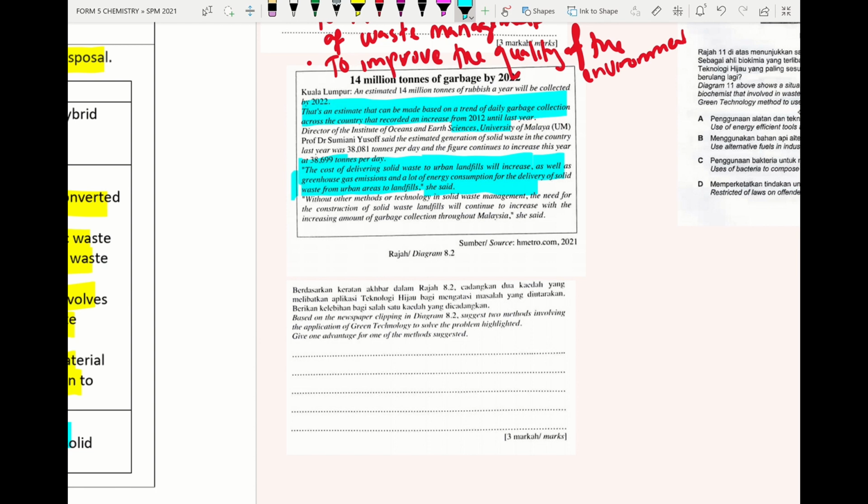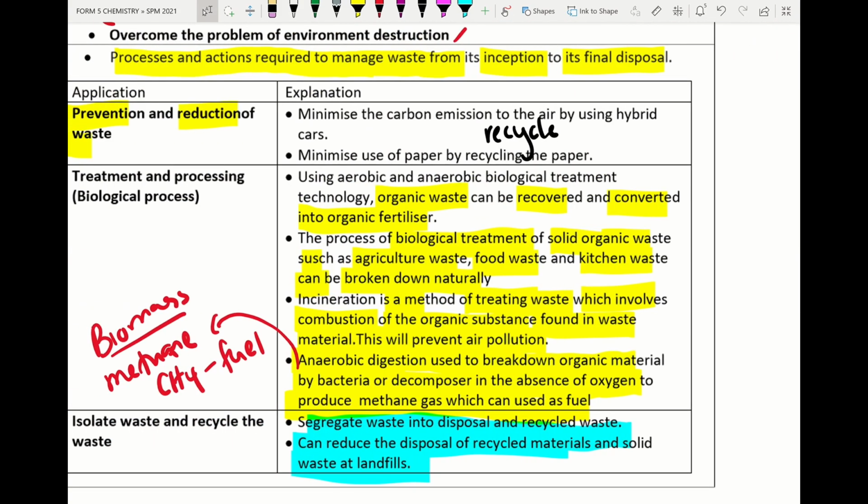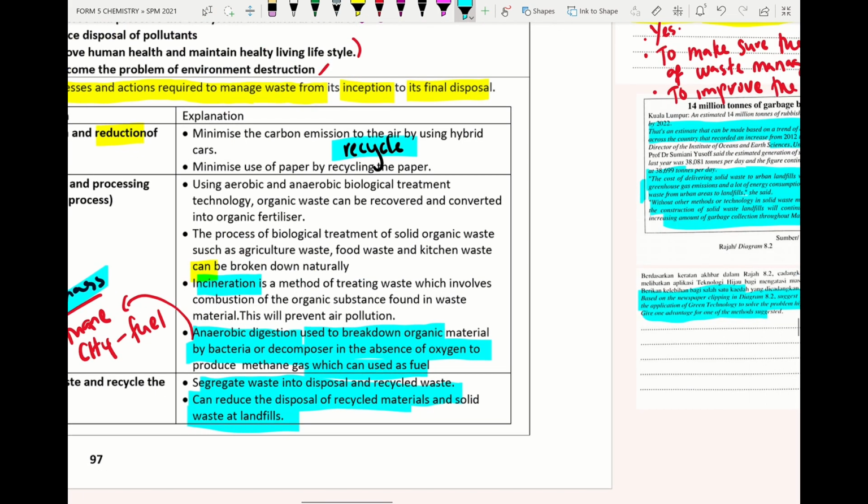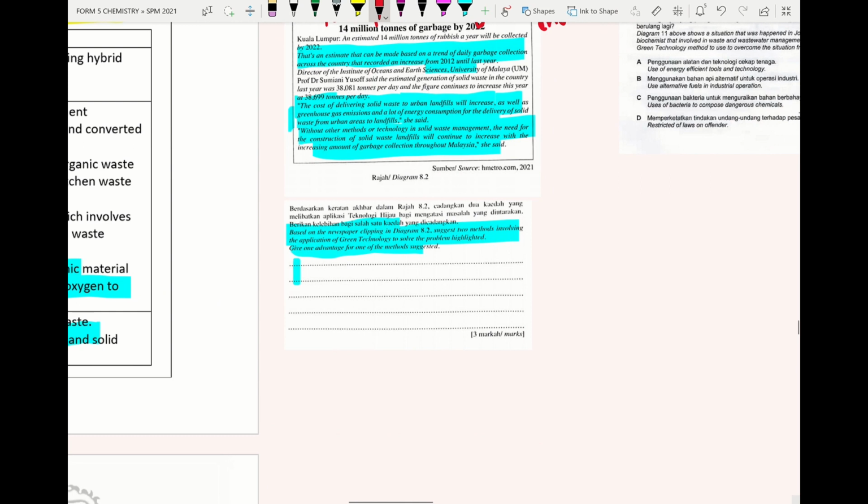All right, so all this we try to relate to green technology. Based on the newspaper clipping in Diagram 8.2, suggest two methods involving the application of green technology. We can suggest any method given in the module. All right, so I try to suggest the methods recycle and also incineration. We can even suggest anaerobic digestion, used to break down the organic material by decomposer in the absence of oxygen to produce methane gas, which can be used as fuel. So here we suggest two methods. The first method will be recycle. The second method will be the incineration method.